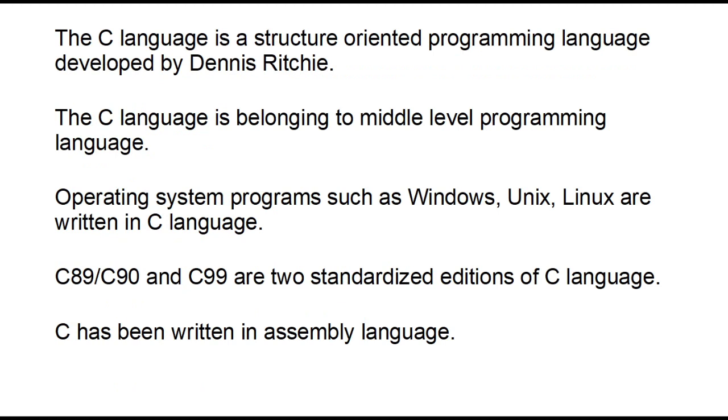Here are some important key points to remember in the C language. First, C is a structure oriented programming language developed by Dennis Ritchie. C belongs to the middle level programming languages. Operating system programs such as Windows, Unix, and Linux are written in the C language. C has been written in assembly language.